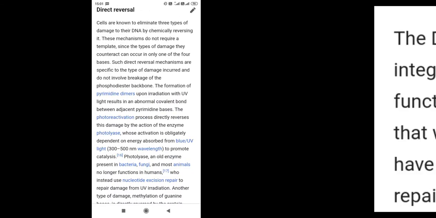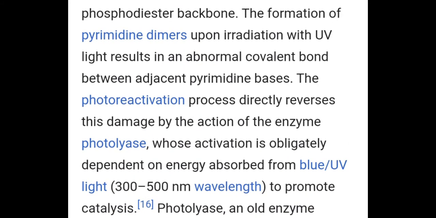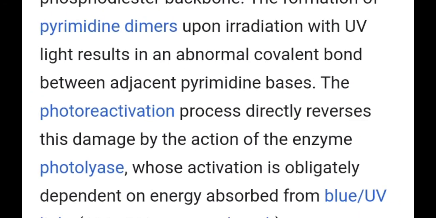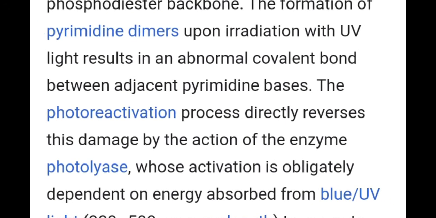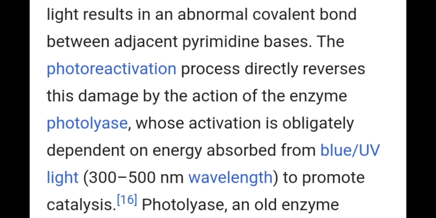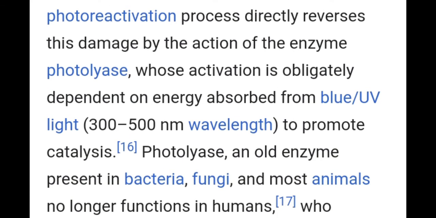Okay, so we are talking about the direct reversal process. The photoreactivation is done by DNA photolyase, whose activation is dependent on energy absorbed from blue light or UV light. A 300 to 500 nanometer wavelength of light is required by this photolyase to promote catalysis.